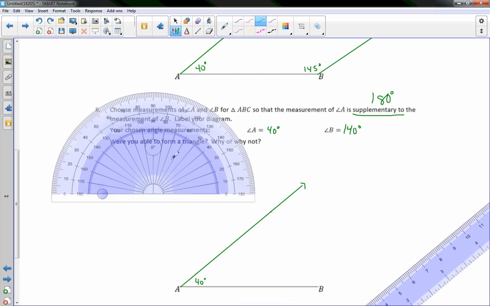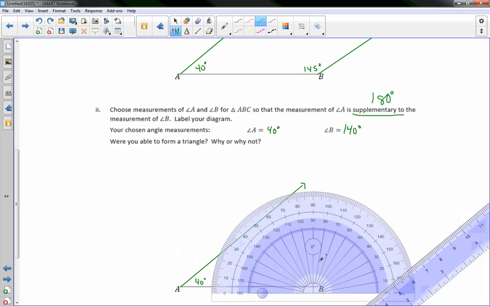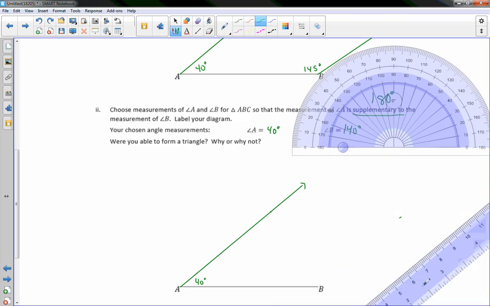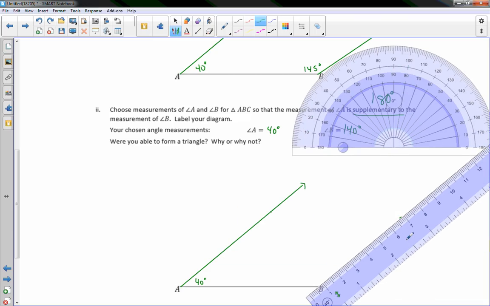So I will go through this motion again, bringing this down and putting it right on B so that 0 degrees over here is on our segment. We want the outside number for an obtuse. 140 is right here. Move my protractor, bring my ruler over, and draw my line segment.